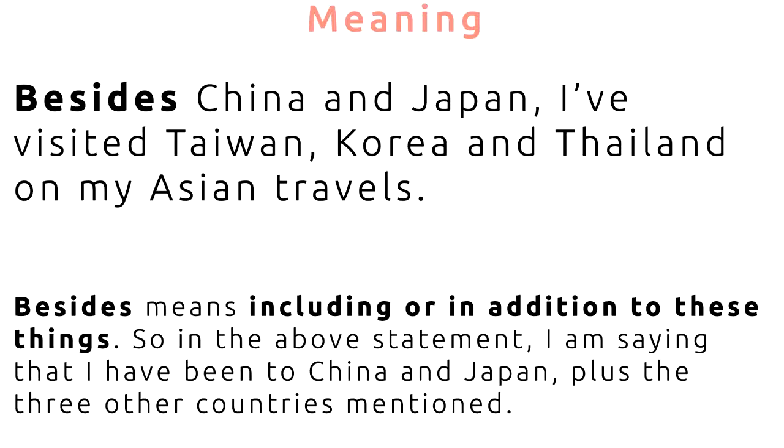Besides means including or in addition to something. So you can see how these two grammar structures are pretty much opposite. Besides, the one we just went through, means in addition to. Except for means not including. So you can think of them as opposites. Except for, not including. Besides, including.